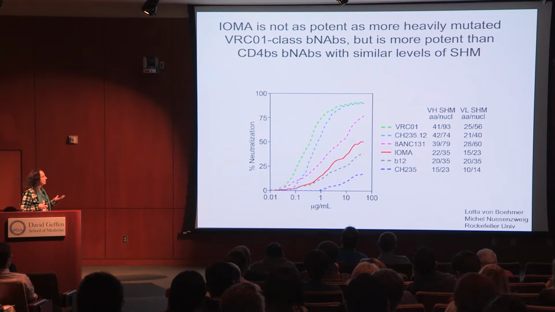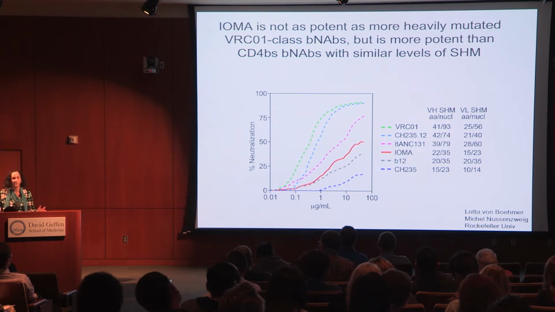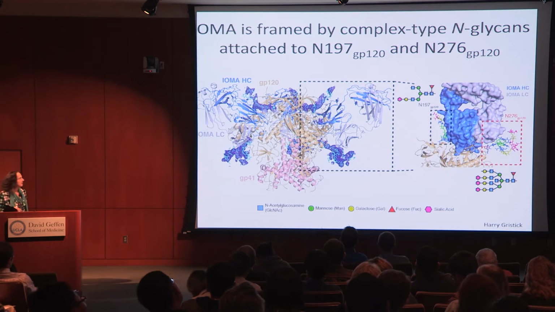To give you a comparison, normal antibodies, not against HIV, are more like 9, 12 somatic hypermutations. So this isn't bad. It's a little bit more than normal, but it's certainly not as hypermutated as this other class that people are trying to raise. So we're suggesting that this might be a really good vaccine target. And so fortunately, we know about how it binds now from Harry's structure.